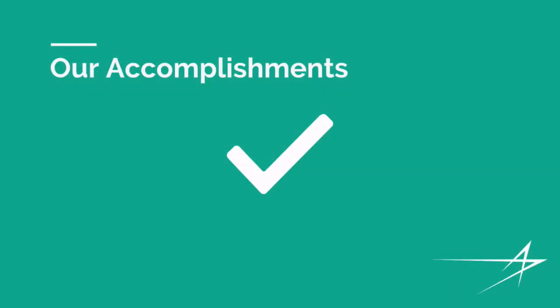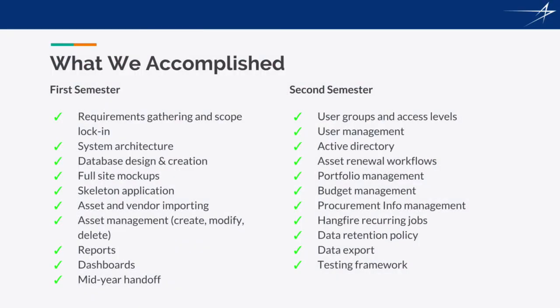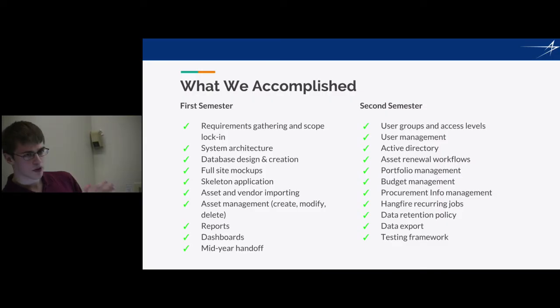And now to talk about some of our accomplishments over the last 2 semesters. So on the left, we have the first semester feature plan that we had set forward to us. Most of them were completed in the first semester, but some of them we completed in the second semester. And on the second semester is every feature that we've implemented in the second semester.